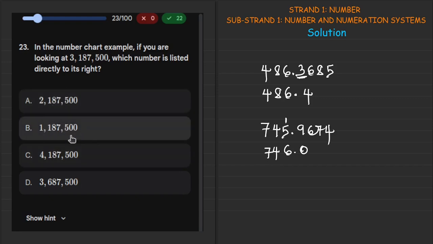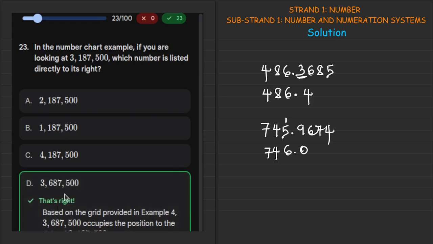We have 1 million as well. It is also going to be at the left-hand side. This is a 4 million, which is going to be at the right-hand side. This is also a 3,600,000. It is also going to be at the right-hand side. But the question says, which number is listed directly to the right? So 4,183,000 would be further right than the 3,687,000. And that is going to be the answer.